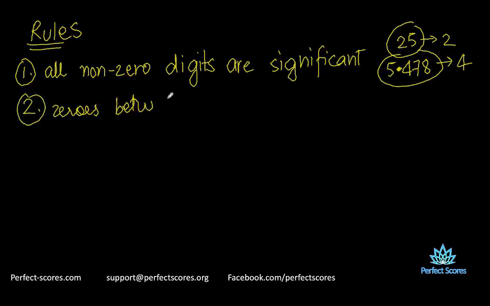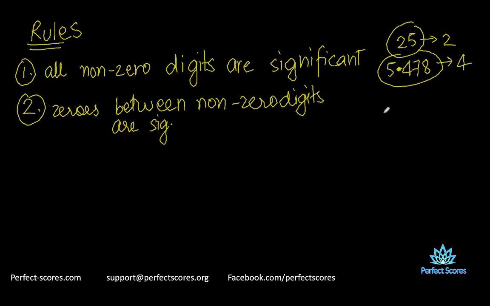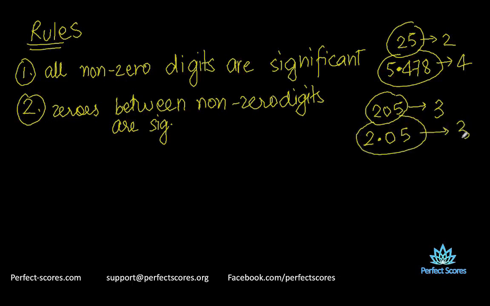Rule number 2, it states that zeros between non-zero digits are also significant. So for example, 205 is having 3 significant figures. 2.05 also has 3 significant figures. 20.05 will have 4 significant figures. That is the second rule.